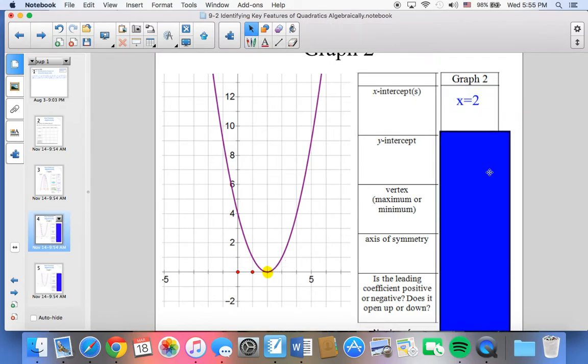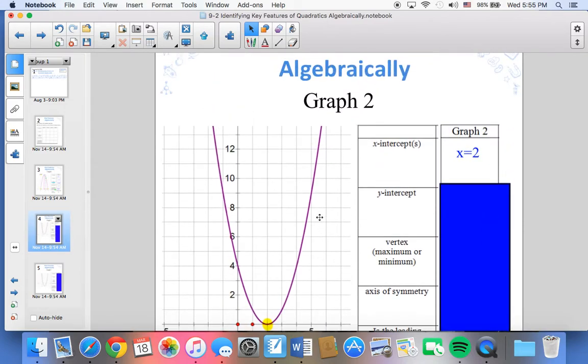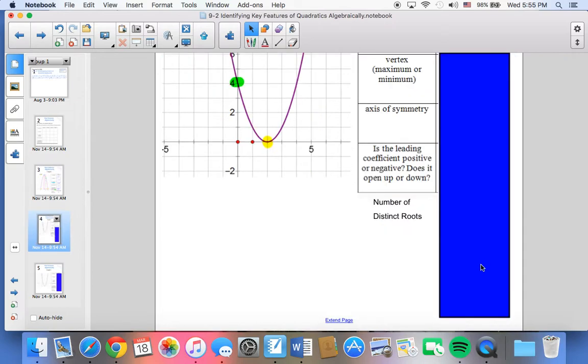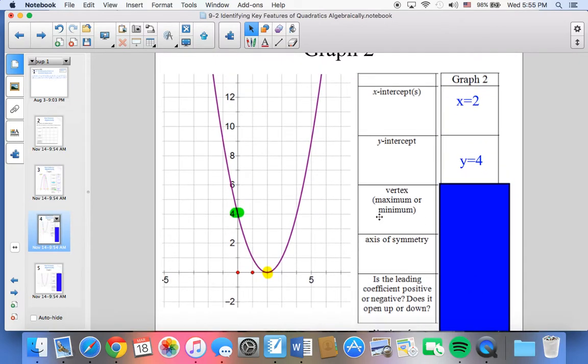So the equation of that is x equals 2. This graph's a little easier to read because each line is 1. 1, 2, 3, 4, 5. Okay? The y-intercept, where the parabola crosses the y-axis, crosses it right here. So let's think what that y-intercept would be. It's going to be y equals 4.